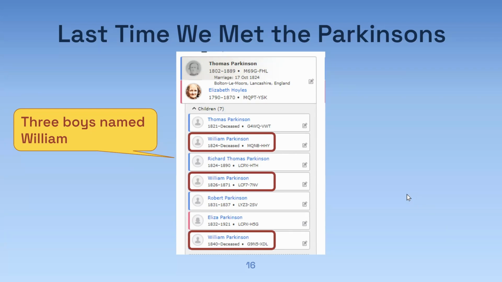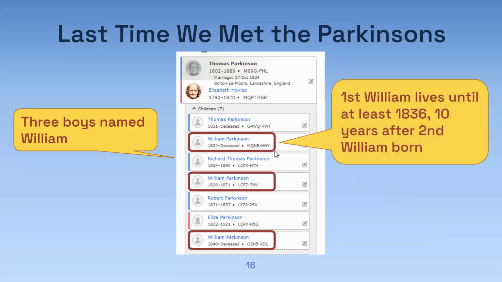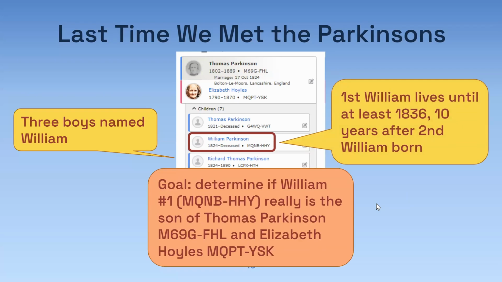The trouble was, in this case, each of the two older Williams lived past the date that the next William was born. So that indicates they weren't naming kids the same name because the older one died, because they were still alive. So we decided we wouldn't tackle all three Williams last time. We would just tackle William number one and determine whether he really belongs in this family or someplace else. If he really belongs in this family, then we would need to look at the other two Williams and decide if they really belonged in this family.